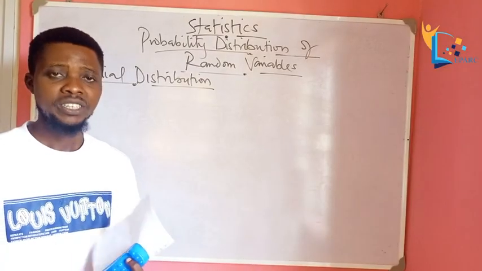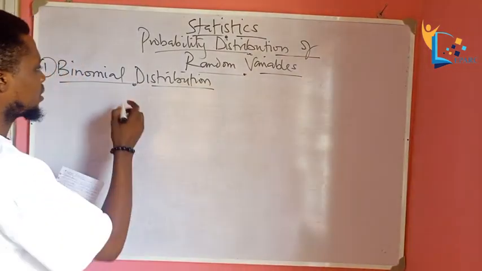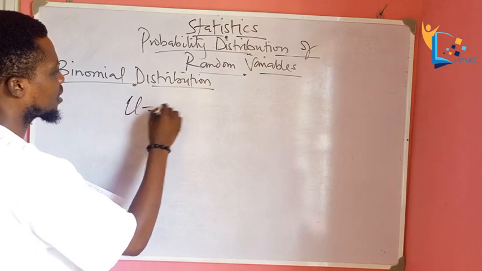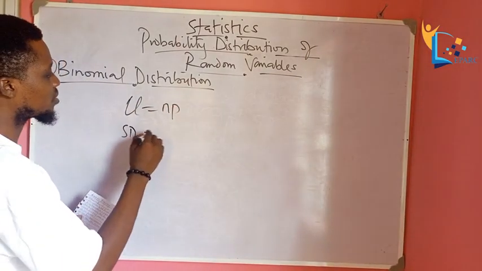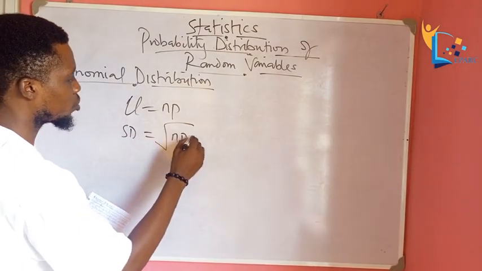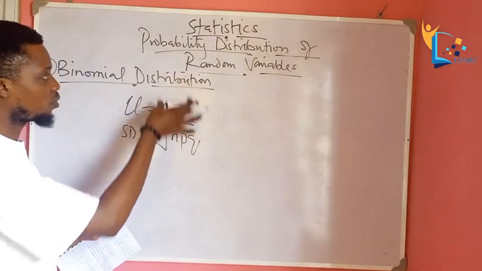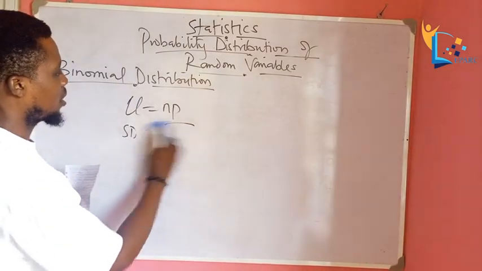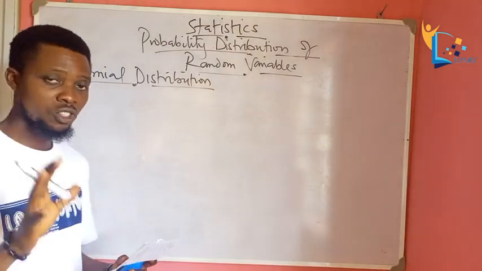Lest I forget, the binomial distribution has a mean and a standard deviation. The mean is NP for a binomial distribution, and the standard deviation is equal to the square root of NPQ. This is the mean and this is the standard deviation for the binomial distribution. Now, the first question, I'm going to display it on the screen.